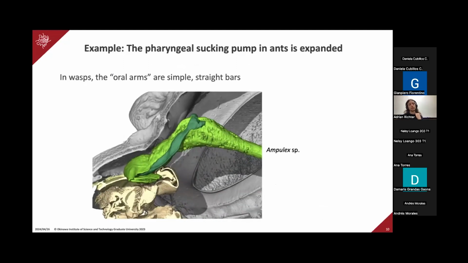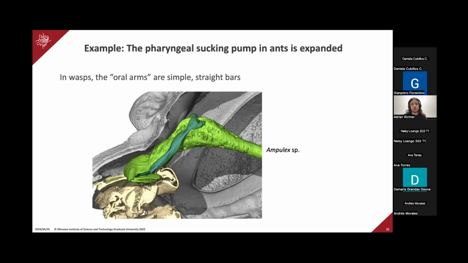And first, I want to look at this sucking pump in a typical wasp species. So this green tube here, this green sac in the head, is used by insects to suck food into their digestive system from their mouths. This is kind of the throat of insects, you could say. And the feature that I want to direct your attention to are these dark green bars at the side of this sucking pump. These are the so-called oral arms.